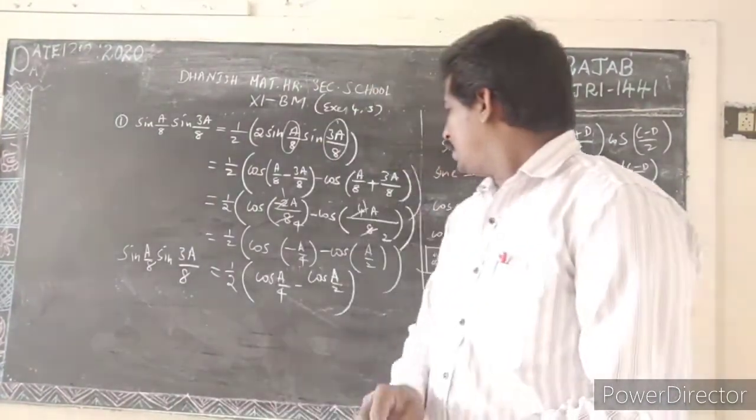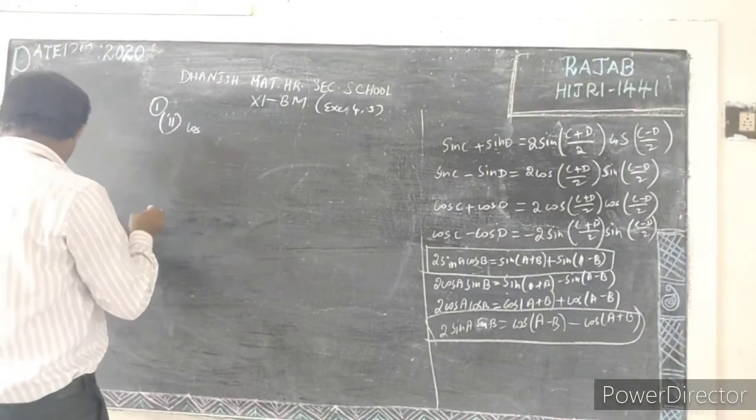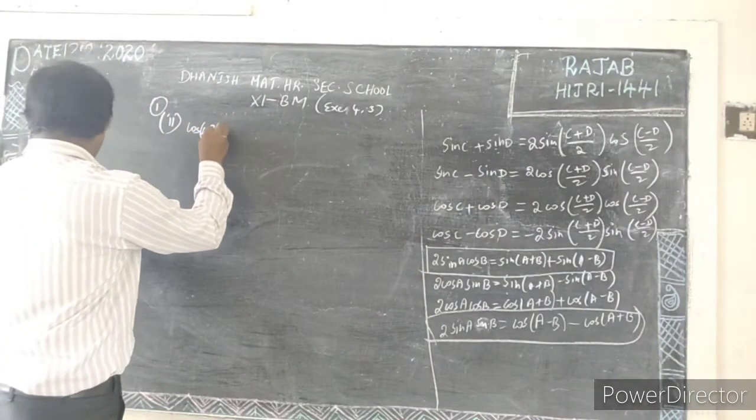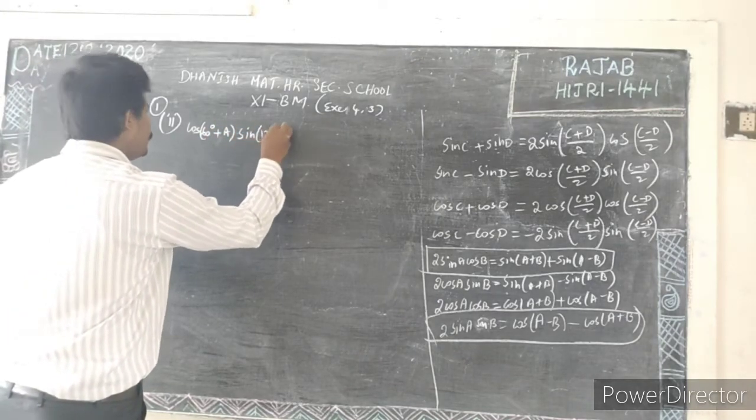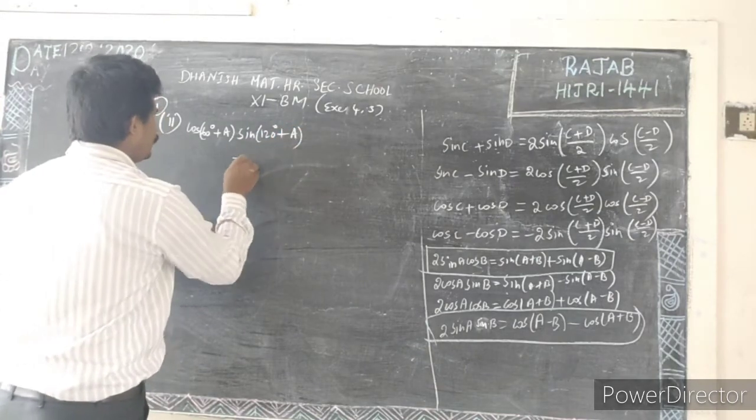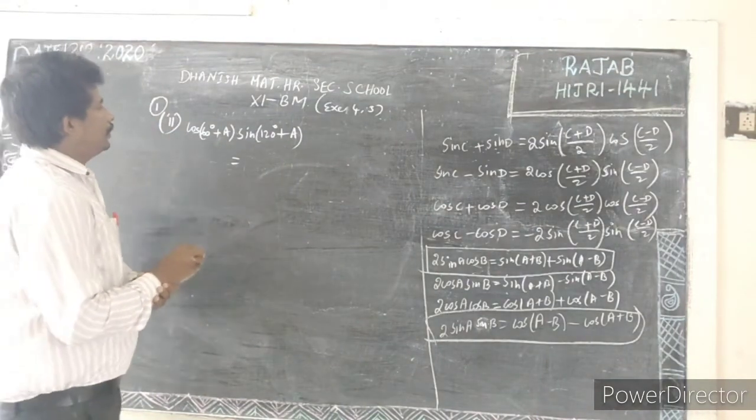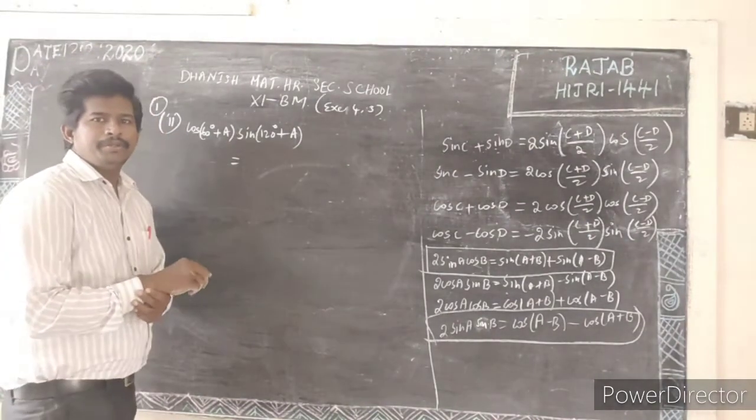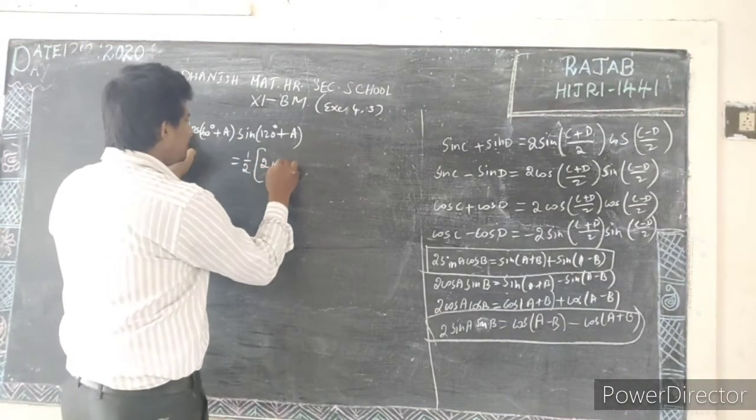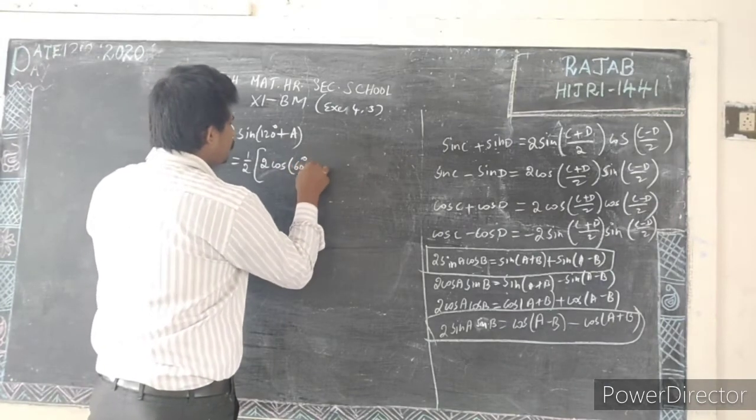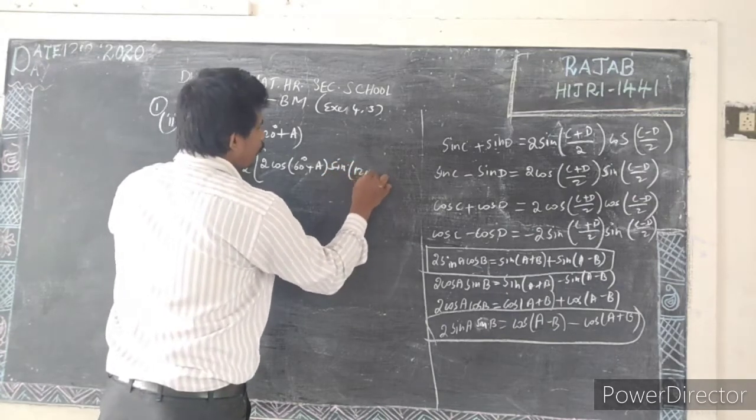That's it. Then look at this: cos of 60 degree plus a sin of 120 degree plus a equal to. Now here also I am going to multiply and divide by 2. So the next step would be 1 by 2 into 2 into cos of 60 degree plus a into sin of 120 degree plus a.